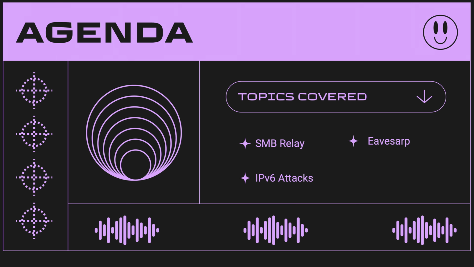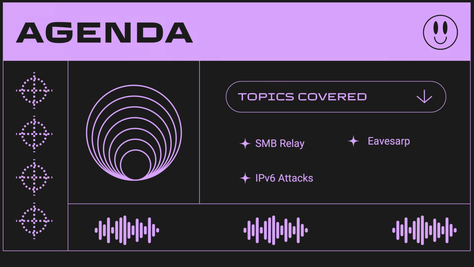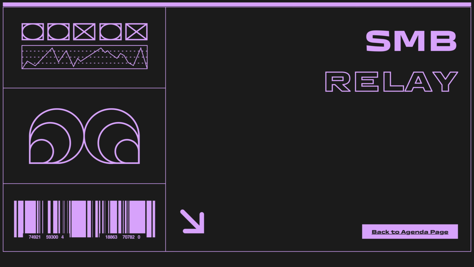That being said, next slide here, we have the agenda. We're going to go over SMB Relay, I think it's Eavesarp, because it's kind of like eavesdrop. Anyway, and then an IPv6 attack also. So the first thing that we're going to go over is SMB Relays.